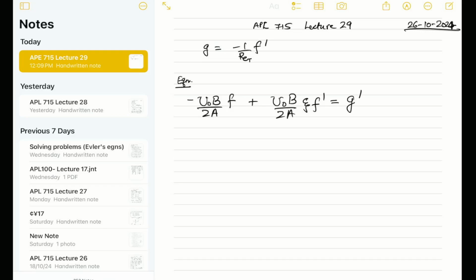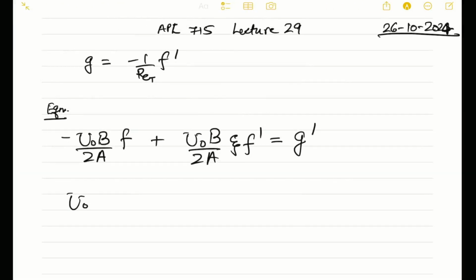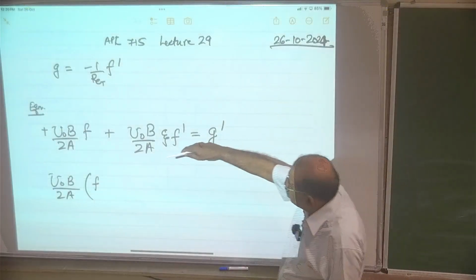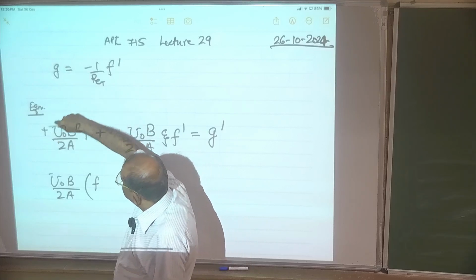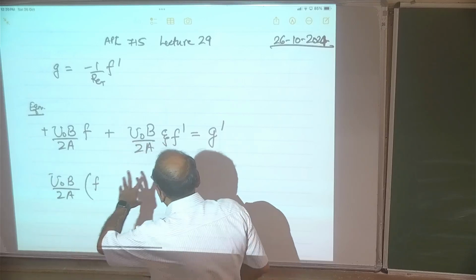So, no, this minus comes because this minus was there yesterday also. Then what you do is you write it in this form, u0b upon 2a common into f. Oh, okay, sorry, you are right. This equation, both the terms are plus. The equation before this, where I put this, but I've already done that in the last class. This term is not minus. Minus came in the equation before this. Yeah, we have already done this, so you're right.